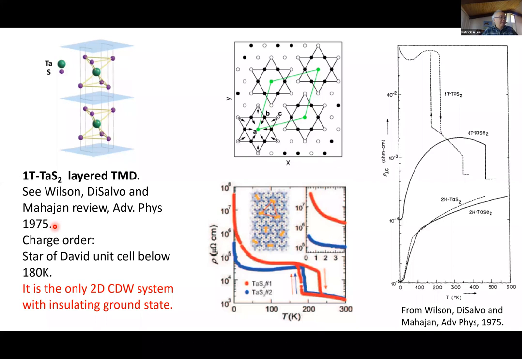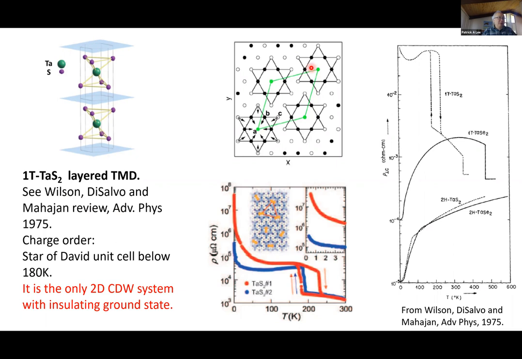There's a famous review article by Wilson, Di Salvo, and Bajan. These are studied for the interest as charge density wave materials. So it turns out that this thing forms a charge density wave, and the charge order is an interesting one. The unit cell is 13.